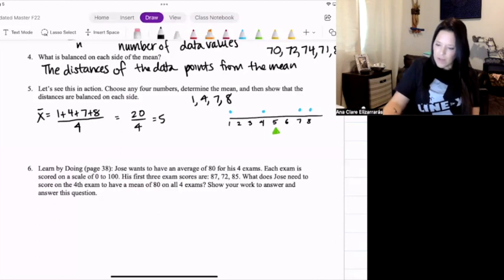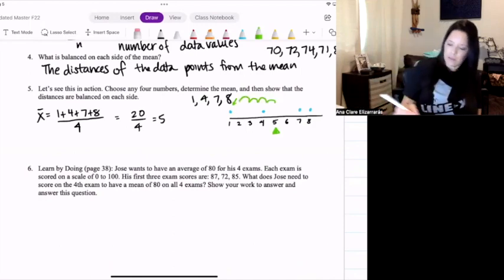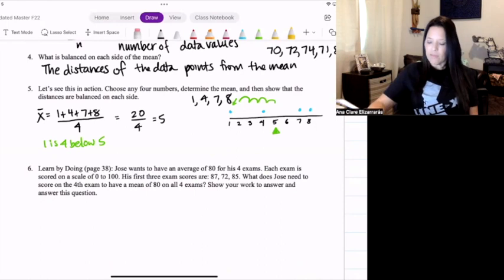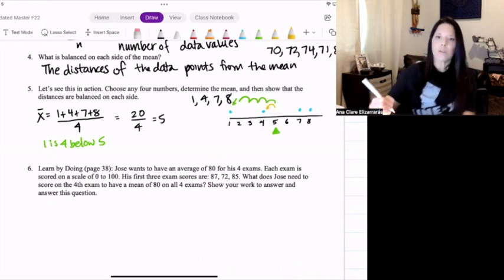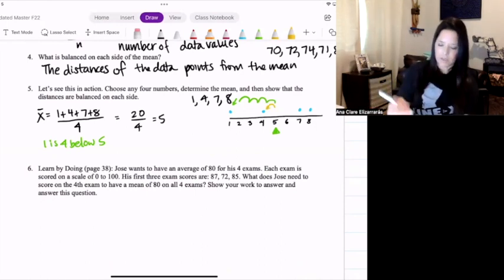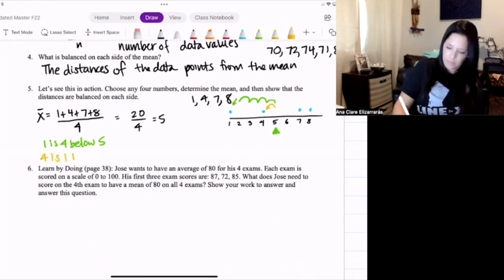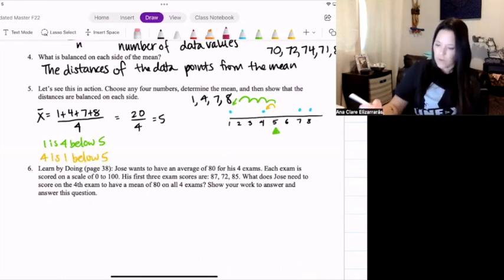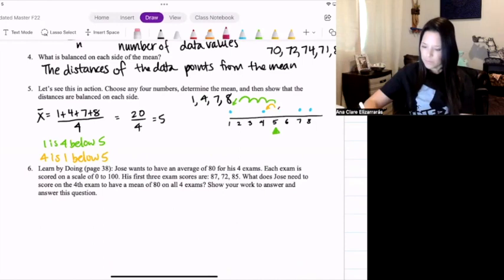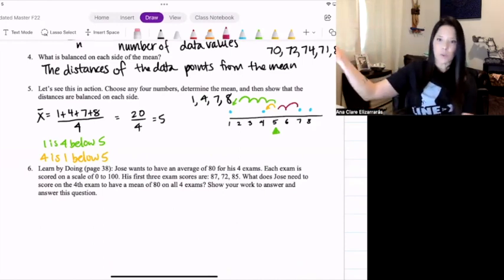Well, from 5, 1 is 4 away. 1, 2, 3, 4 away on the left-hand side. What about 4? 4 is only 1 away on the left-hand side. Okay, what about 7? 7 is 2 away to the right.